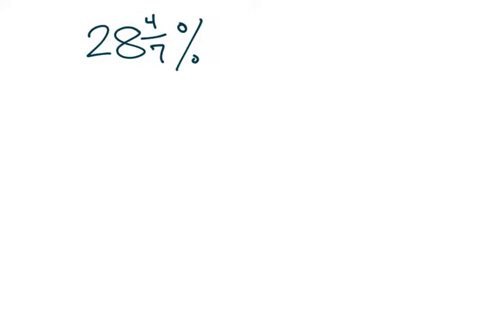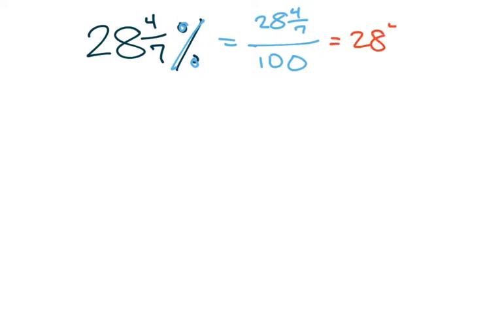Now, we've dealt with this before, maybe not with something as complex as 28 and 4/7%. However, we do know that percent means of 100. So what I can do is form a complex fraction out of this by saying, okay, 28 and 4/7 of 100, or divided by 100. We know every fraction is a division problem, so I'd say, okay, 28 and 4/7 divided by 100.